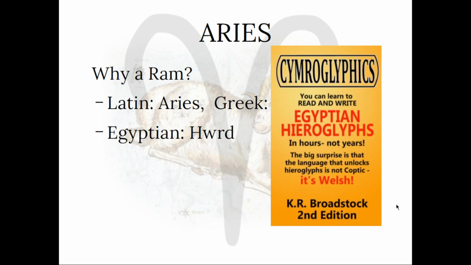So in my research I've been using Ross Broadstock's Chimeroglyphics 2nd edition, and in there the Egyptian word for a ram is a hurd, and that describes the Egyptian hieroglyph of a ram, which we've just seen on the Dendera Zodiac.